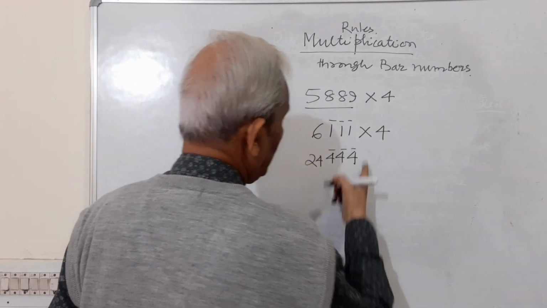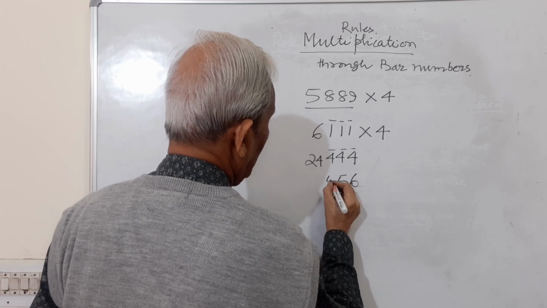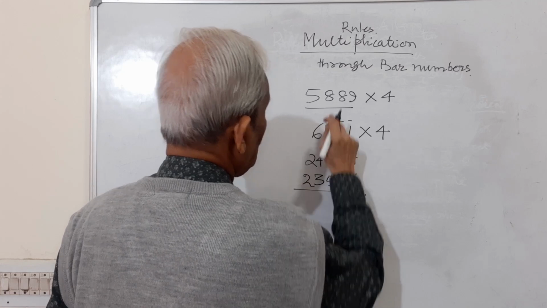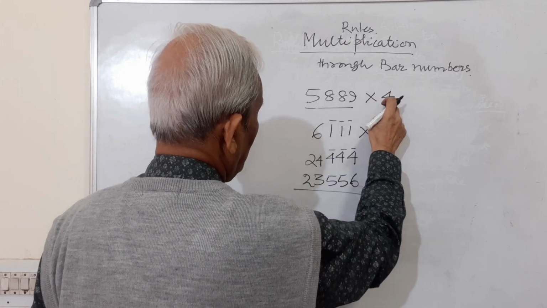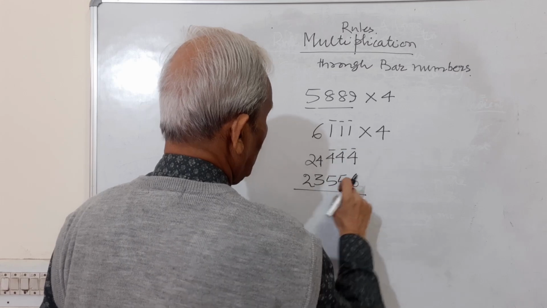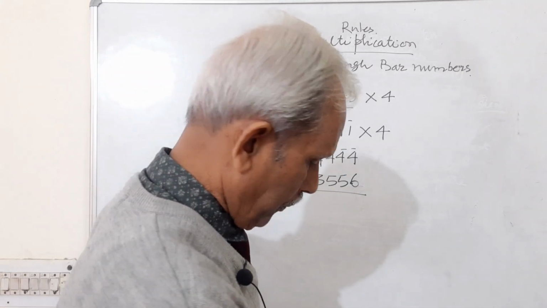Now devinculate it. 10 minus 4, 6, 9 minus 4, 5, 9 minus 4, 5, reduce this 4 by 1, 3, answer is 2, 3, 5, 5, 6, which you can see by if you multiply this straight by 4, we can also get the same. Here we have converted into 1, 1, 1 to make it a little simpler. I hope you understand it.